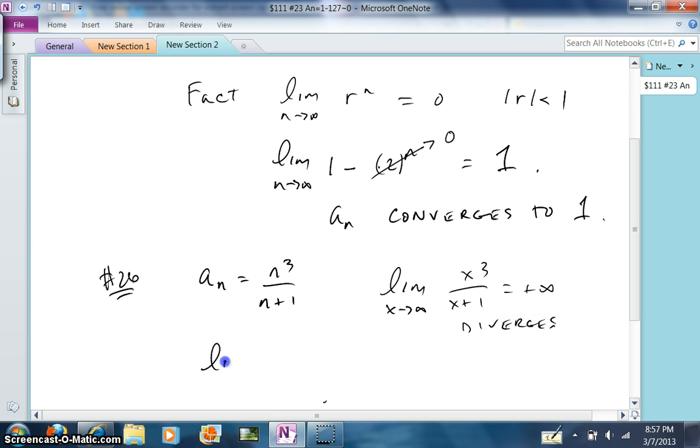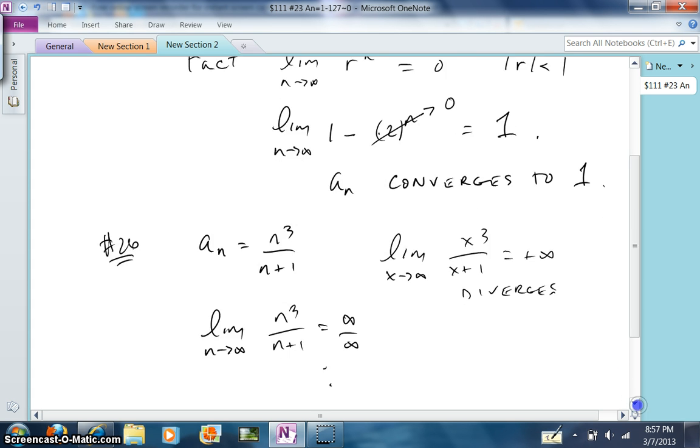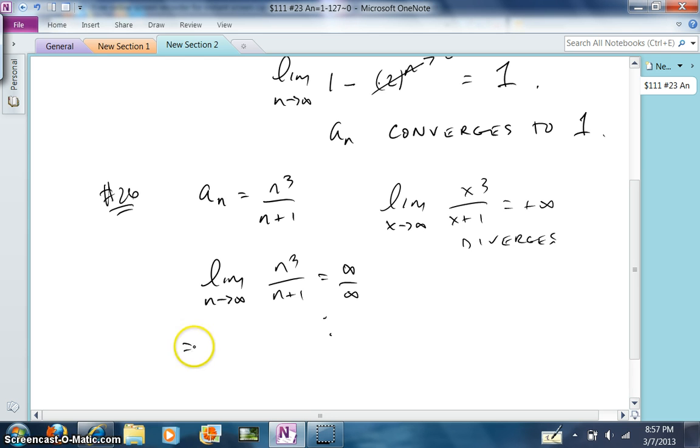Same thing for this. The limit as n goes to infinity of n cubed over n plus 1. If you like, you can say this is equal to infinity over infinity, and you can use L'Hopital's rule if you want. This is another way to do this if you're just not confident in looking at the exponents. So that's 3n squared over 1, and that equals infinity. So we say this diverges. a_n diverges.